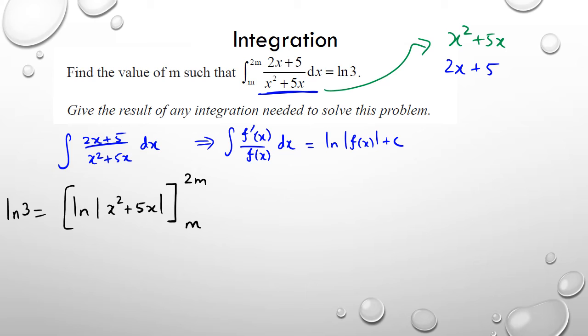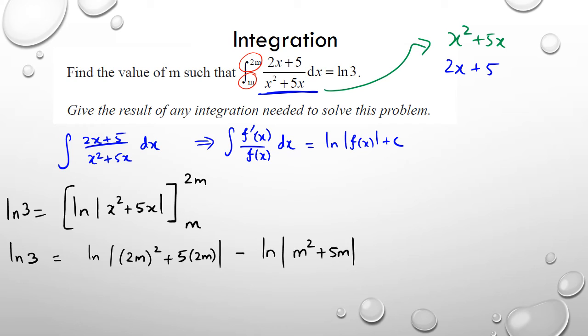Definite integrals, we don't need to worry about c. So whenever you have these things, you don't really need to worry about c, because you know how you substitute and then subtract it from the other one? So the c's get eliminated, so we don't have to worry about the c in this case. So from here, it's just a matter of rearranging everything and putting things in perspective. So I have ln of 3. I'm going to do the first bracket with 2m. So I have ln of 2m squared plus 5 times 2m, subtracted by ln of m squared plus 5m.